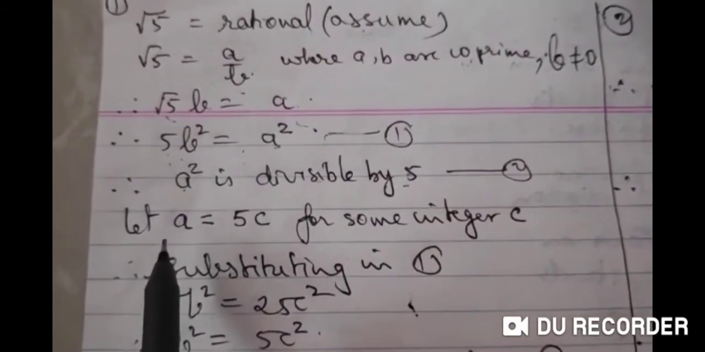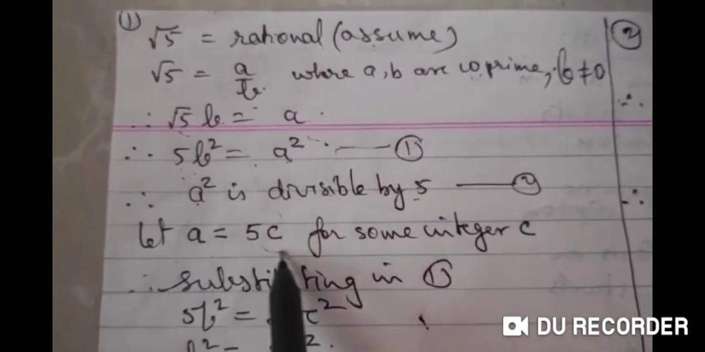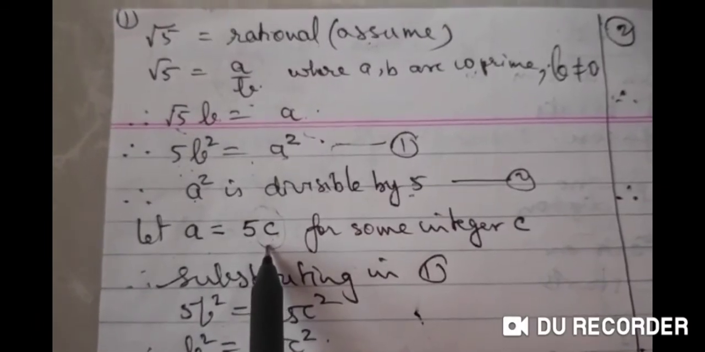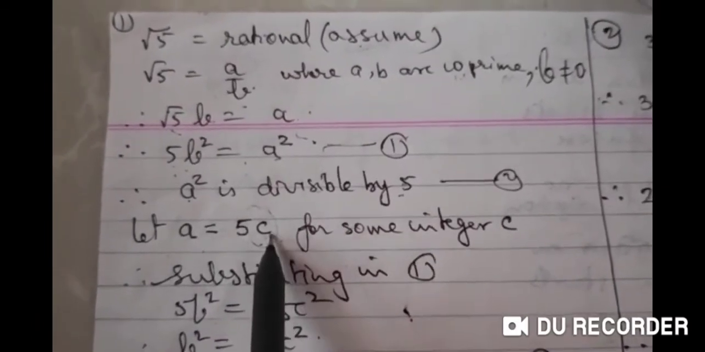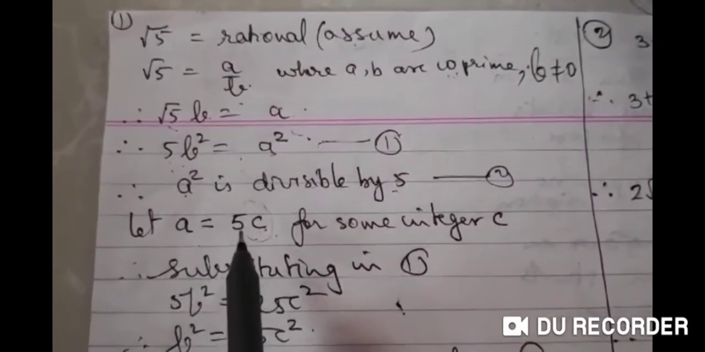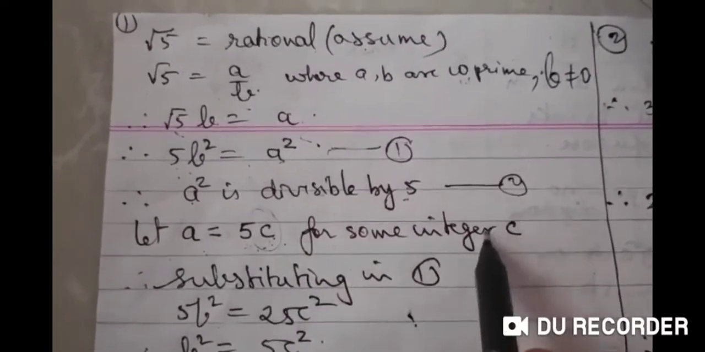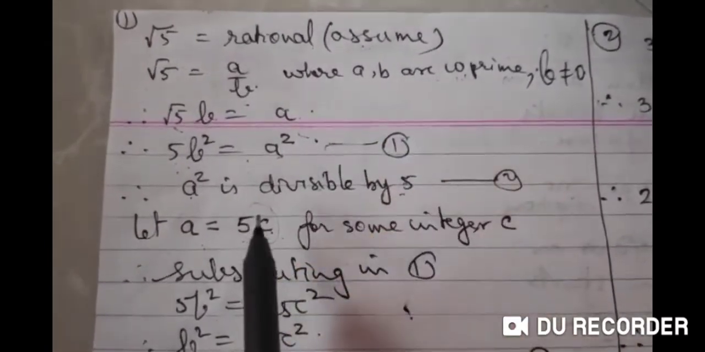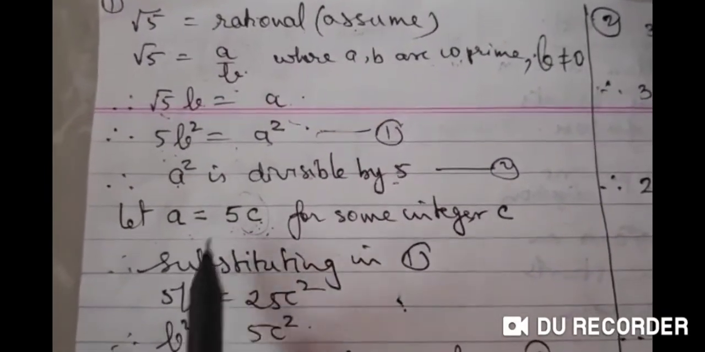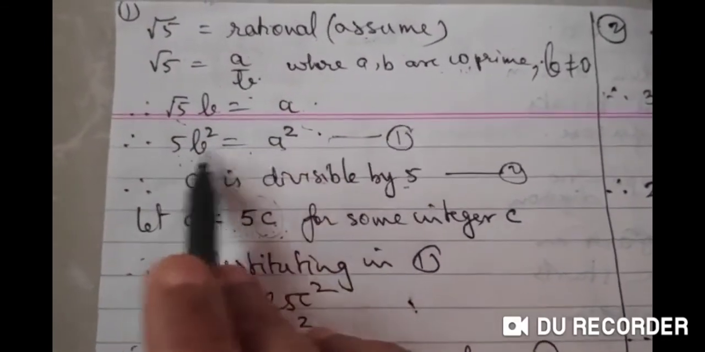Clear? But now if you assume a to be a number, say 5c, where c is another number. Is that point clear? You are supposing a to be a number, say 5 times another number. This number can be 10, 25, 35, any digit you can imagine. So suppose you are assuming that a is equal to 5c, where c is an integer. A and b are already integers, and now we are assuming that a is equal to 5 times another number.